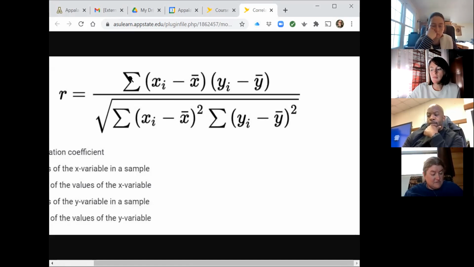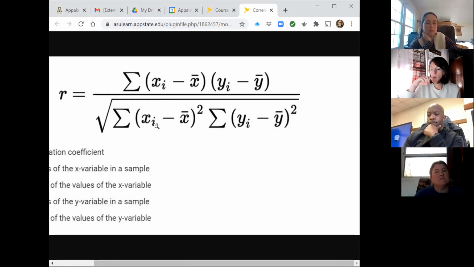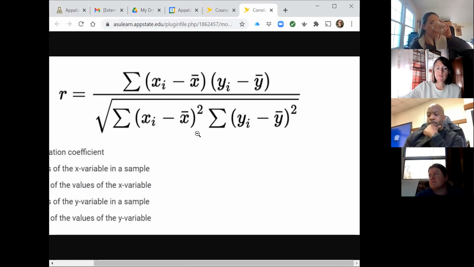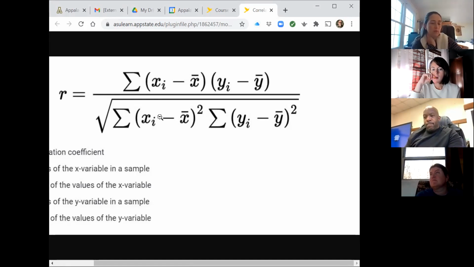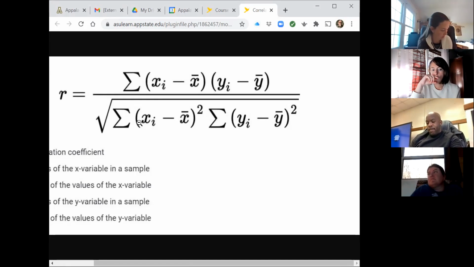and sum them all up and divide by, and these are equivalent of standard deviations you might think of. These are actually variances down here. This is the deviation from one value to the mean of X. This is the squared deviation of one value to the mean of X.